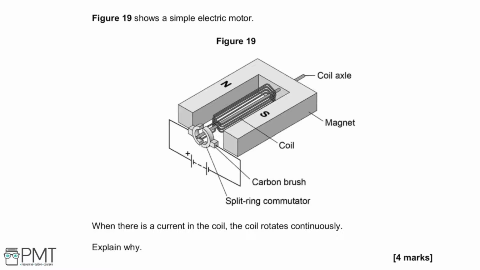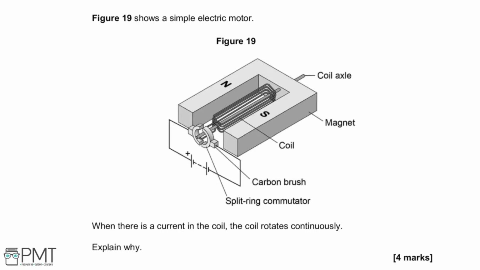Figure 19 shows a simple electric motor. When there is a current, the coil rotates continuously. Explain why. So this involves the motor effect, which is where if you have a wire with a current running through it in a magnetic field, it will cause the wire to move. It's called the motor effect because motor means moving, and it's causing the wire to move.